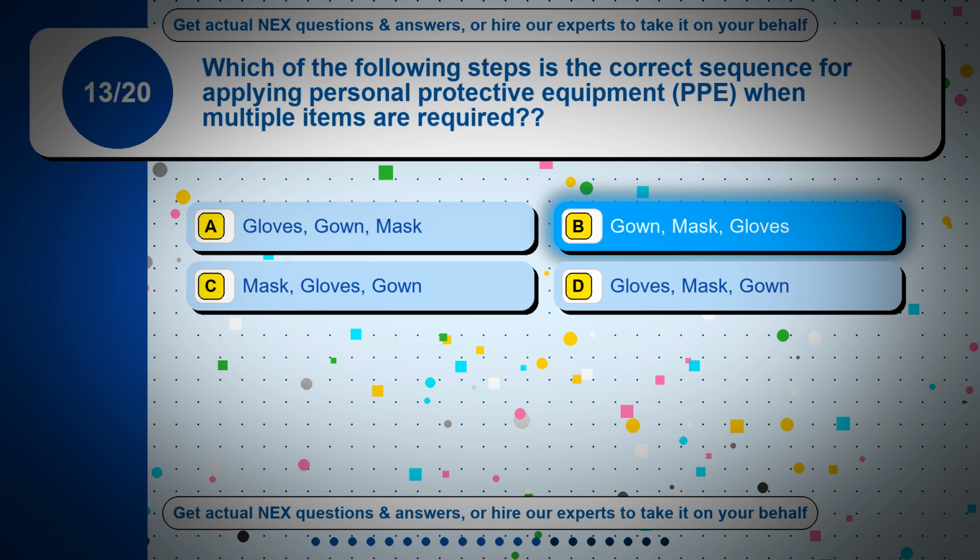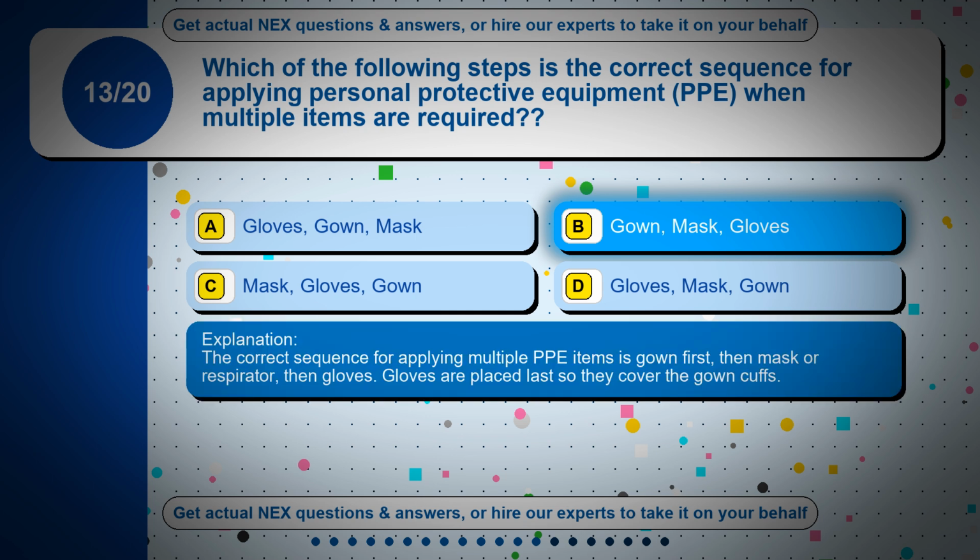Gown, mask, gloves. The correct sequence for applying multiple PPE items is gown first, then mask or respirator, then gloves. Gloves are placed last so they cover the gown cuffs.